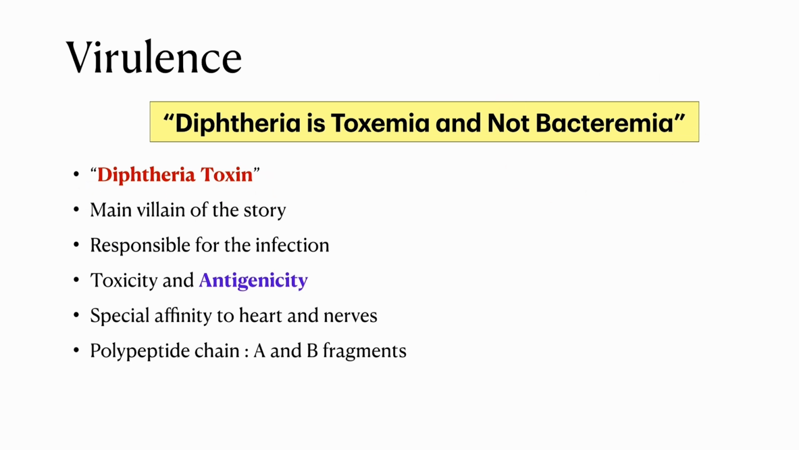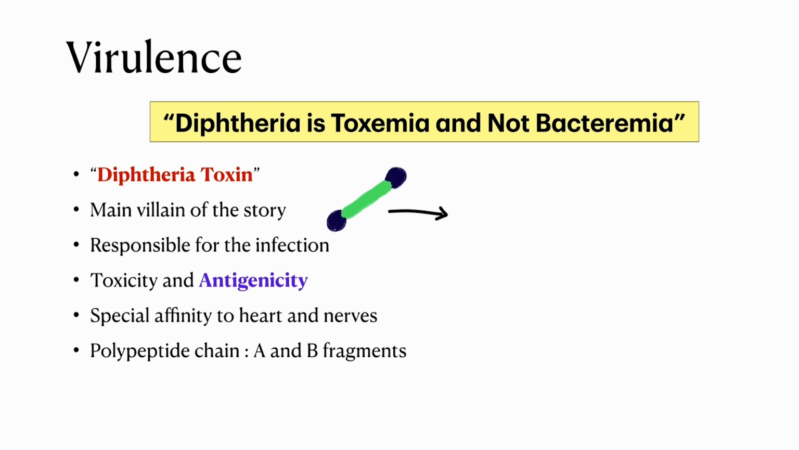And this diphtheria toxin has got two important properties. Firstly, it has got toxicity, and secondly, it has got antigenicity. This toxicity is responsible for the infection produced by the bacteria, and this antigenicity is another property which is immensely harvested in the field of vaccination, which we'll be seeing later in this video. Now, this toxin has got some special affinity to heart and nerves, thus producing cardiovascular and nervous manifestations too in the disease known as diphtheria.